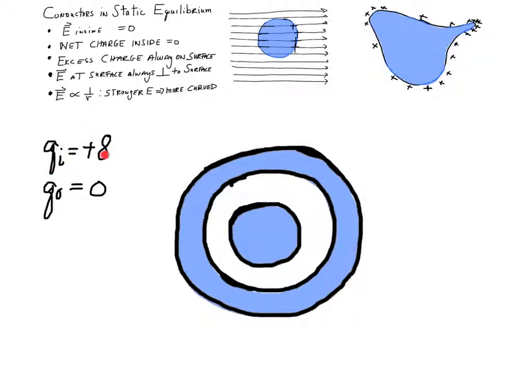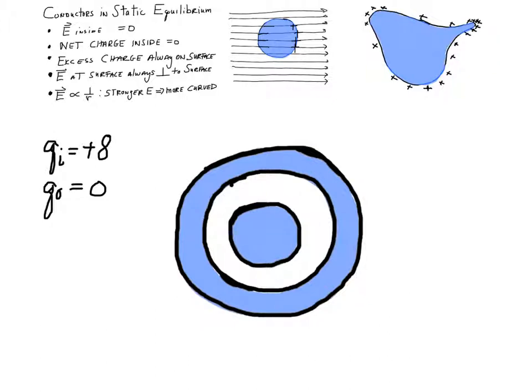And I'm going to take a charge of +8 and put it here. And I'm not going to put any charge on the outside. The I is for the inside sphere, and the O is for the outside ring. So if you know what to do, try that. If not, you can pause the video. If not, you can continue to watch.